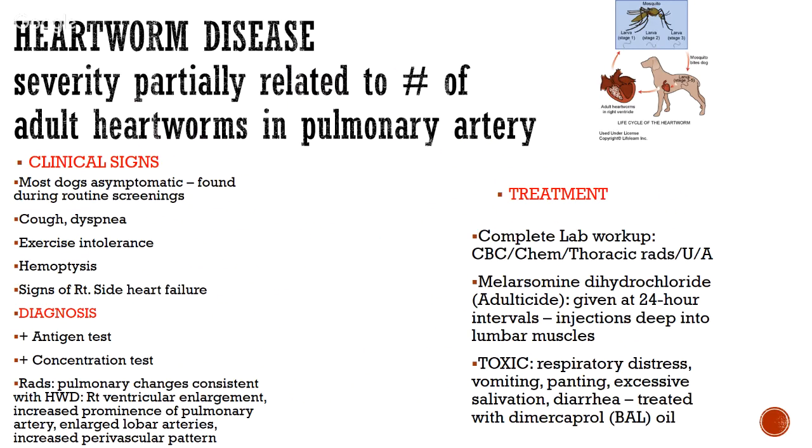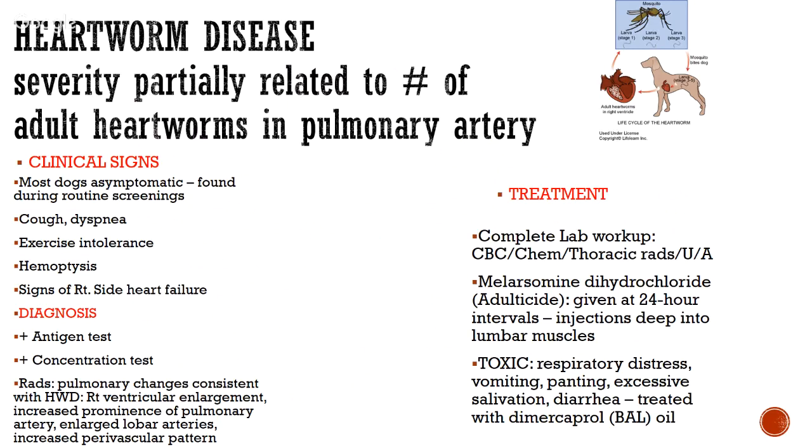So treatment, we need to do a complete lab workup. We need to do a CBC, chem, thoracic rads, and urinalysis. Then we use melarsomine dihydrochloride, which is a miticide. It's an adulticide, so it kills only the adult heartworms. We give it at 24-hour intervals, but we're starting to give it one dose at the first visit, and then a month later, give two doses 24 hours apart.